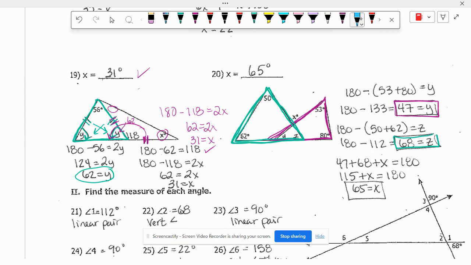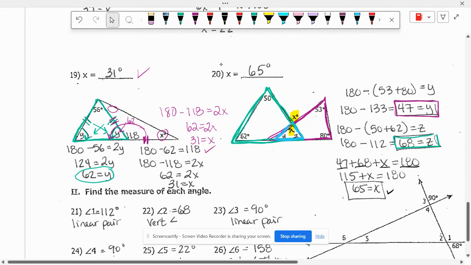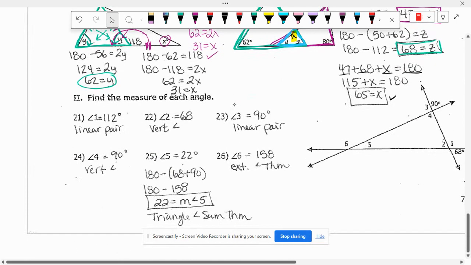So now I have this triangle right here. And I'm trying to find the measure of X, which is this right here. So 47 plus 68 plus X equals 180. So I solve that and I find out that X is 65. So if this measure is 65, this is also 65. Why? Because they're vertical angles, and vertical angles are congruent.